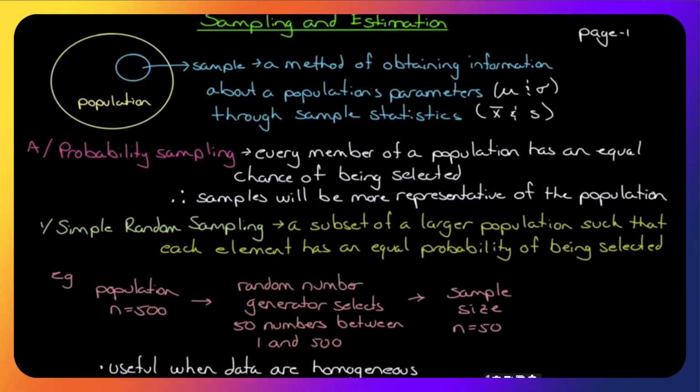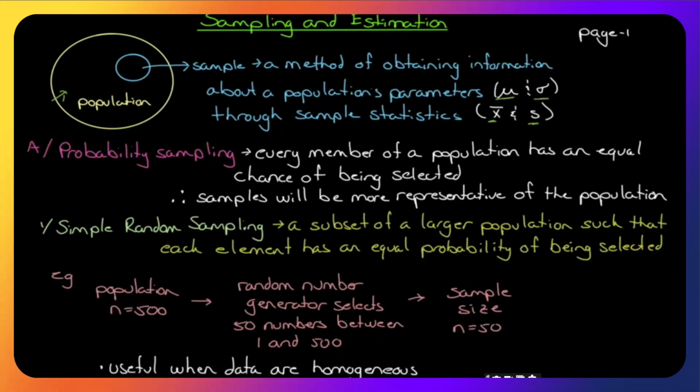So to understand what we're doing when we say sampling, imagine that we have a population and the population is quite large. We could never really discover the true parameters of the population by observing all of the items in a population. We'll take a sample, and a sample is a method of obtaining information about a population's parameters, its mean and its standard deviation, through sample statistics. So these are our estimates of what the population parameters would be.